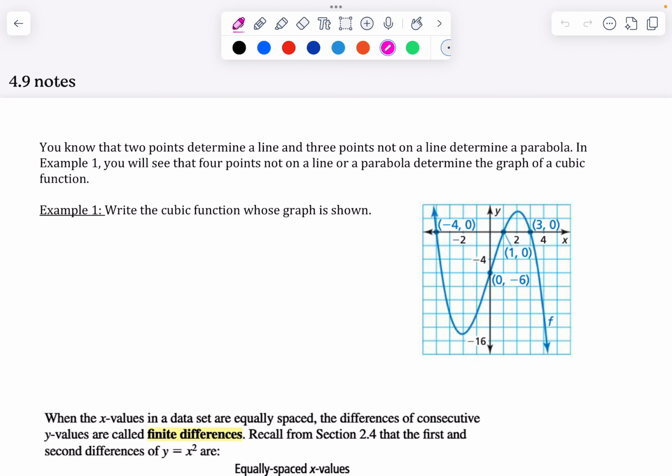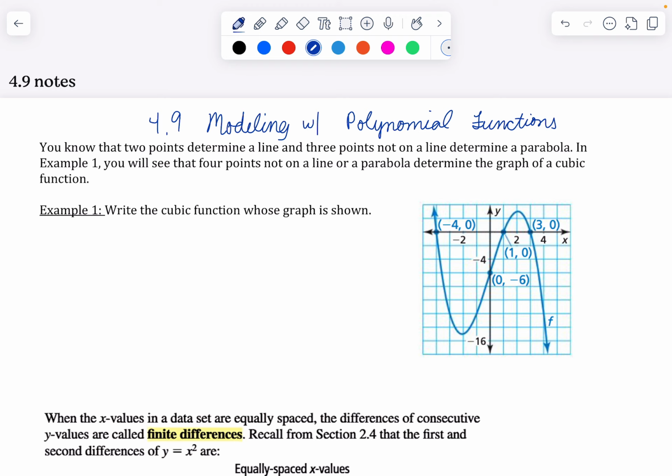Good morning, everyone. Today's lesson is going to be 4.9, modeling with polynomial functions. So this is actually the last lesson of chapter 4 that we never got to cover before the midterm, so we're just going to do it now.